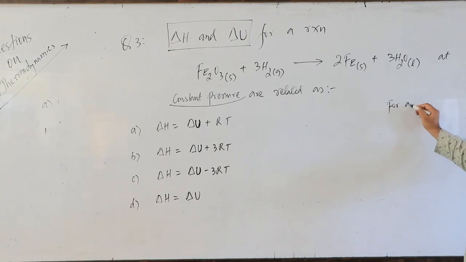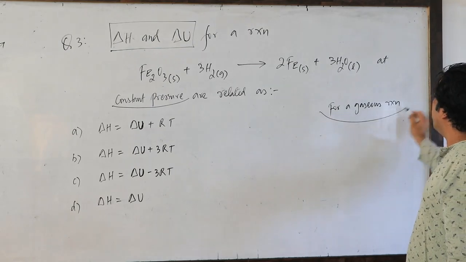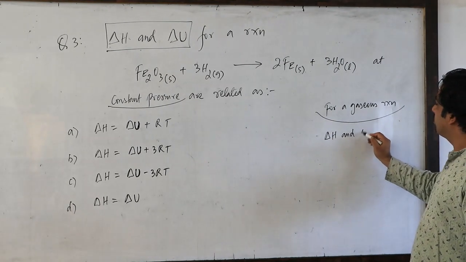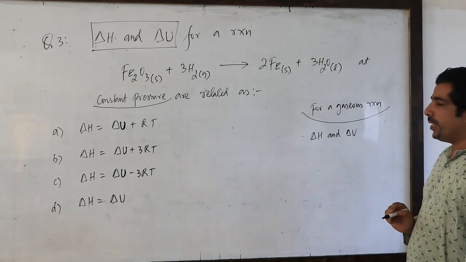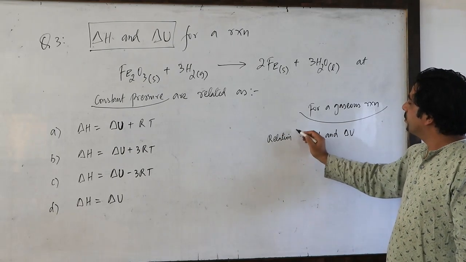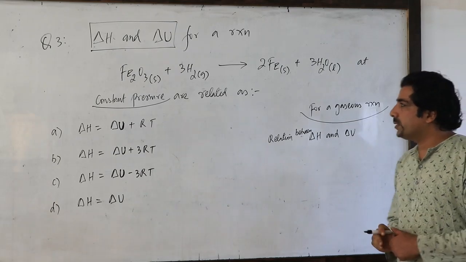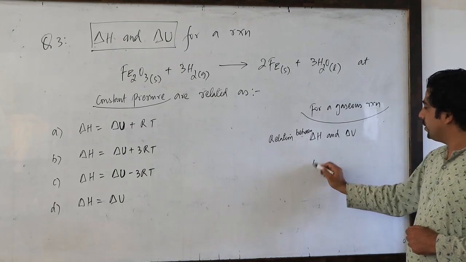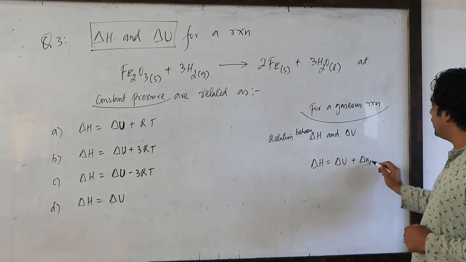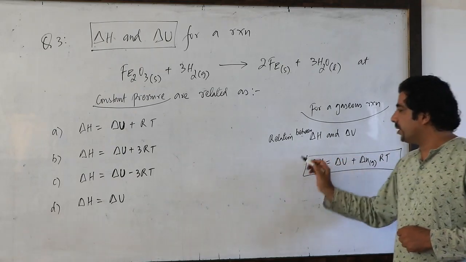For a gaseous reaction, we have already derived an expression for delta H and delta U. And what was that expression, my dear friends? The relation between delta H and delta U. Have a look. That was delta H is equal to delta U plus delta N gaseous RT. That was the expression which we derived earlier on.